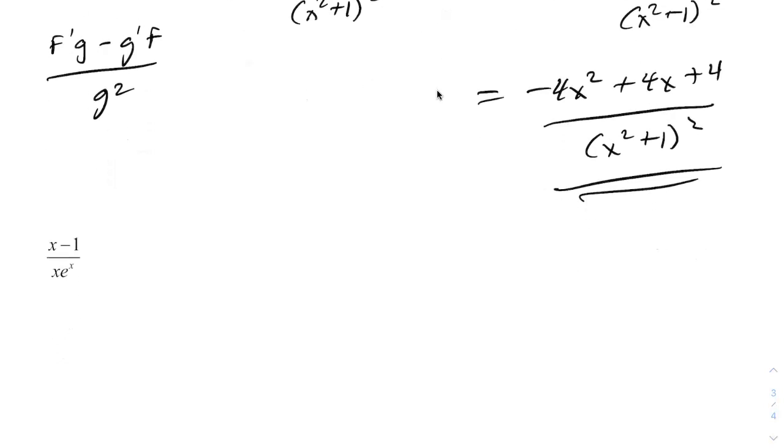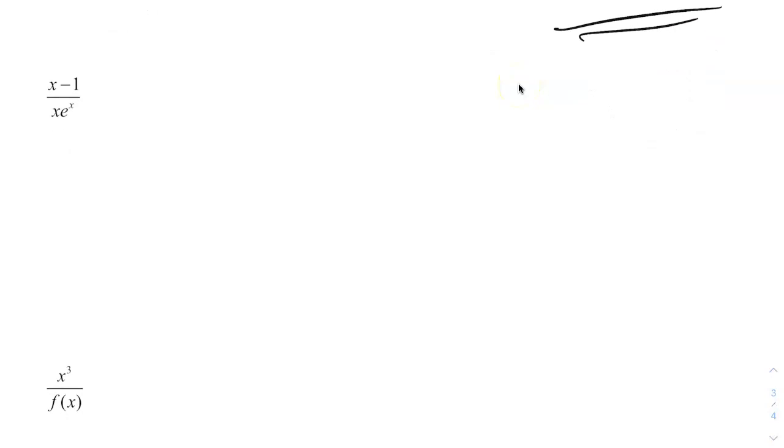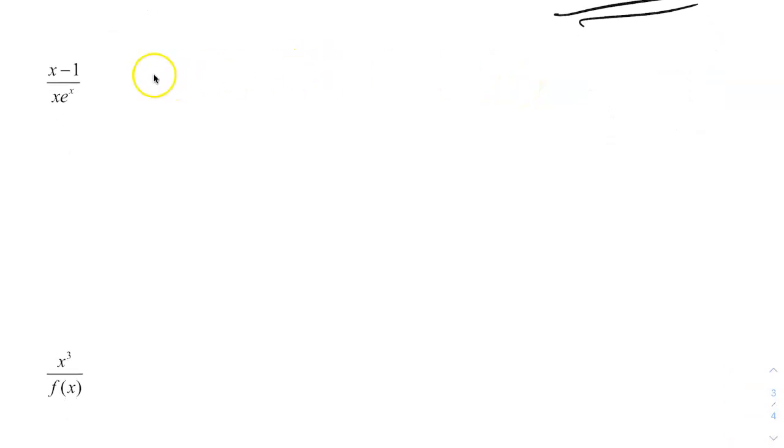So, quotient rule to the rescue. Next one's another quotient rule, but there's actually a trick here. When we do our quotient rule, derivative of the top times the bottom minus the derivative of the bottom times the top, look at the derivative of the bottom. How many x's do you see? Two separate x's. This is a product rule. So it's a product rule inside the quotient rule.